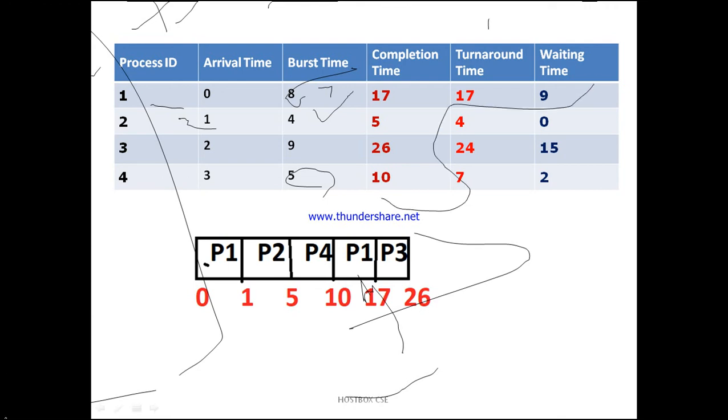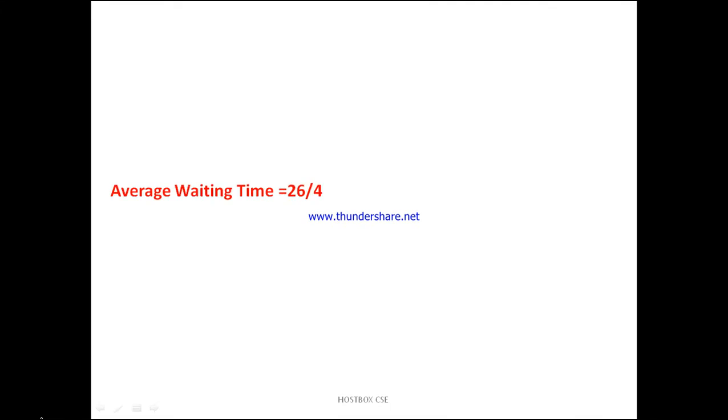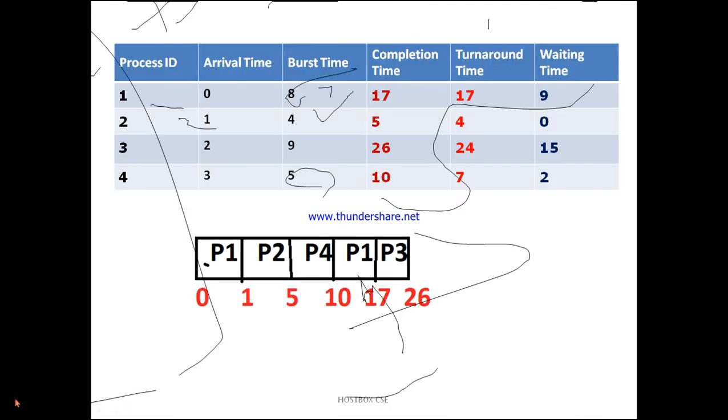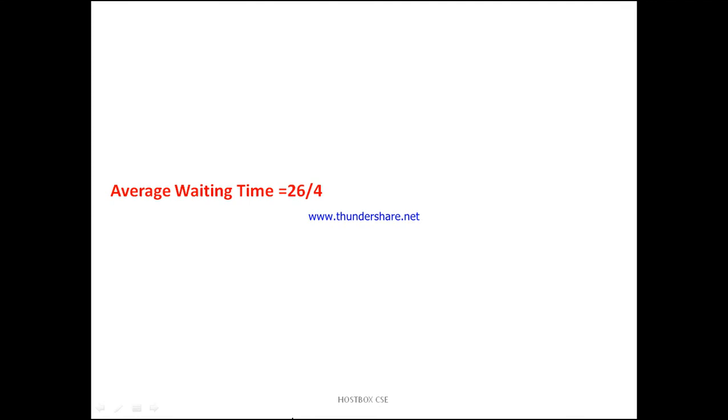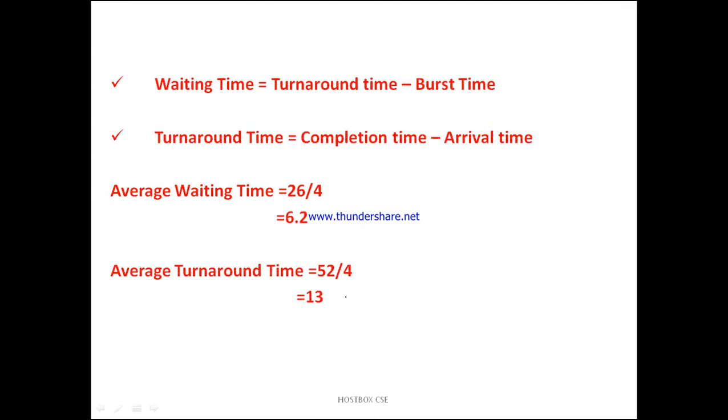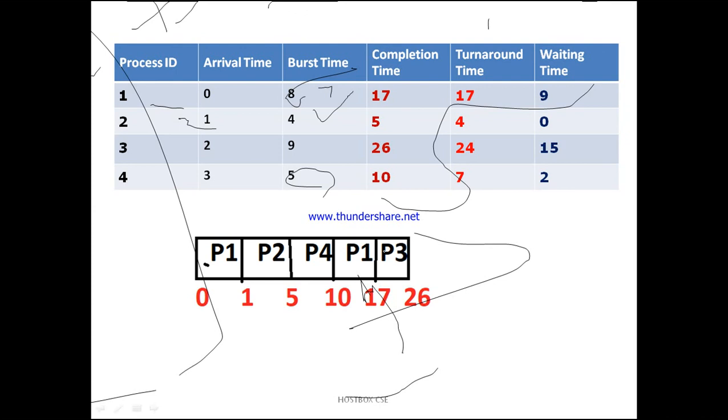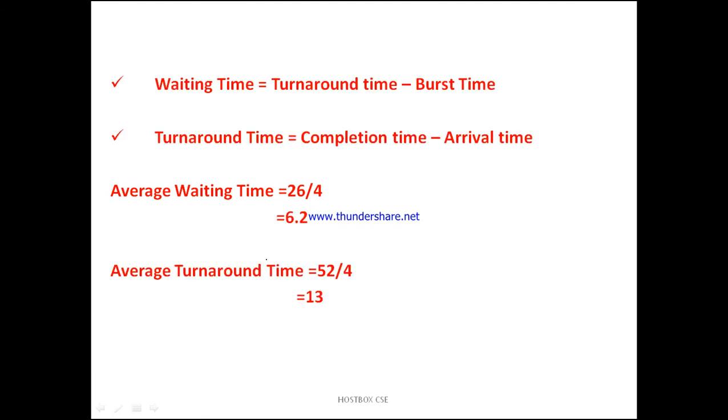Now at last we calculate the average waiting time and average turnaround time. We are considering only four processes, P1, P2, P3, P4, and there is no other new process. Average waiting time is 9 plus 15 plus 0 plus 2, that is 26 divided by 4 processes, so 6.5 milliseconds. Similarly, turnaround time is 17 plus 4 plus 24 plus 7, that is 52 divided by 4, so 13 milliseconds. Like that you can calculate the shortest job first algorithm with preemptive mode.